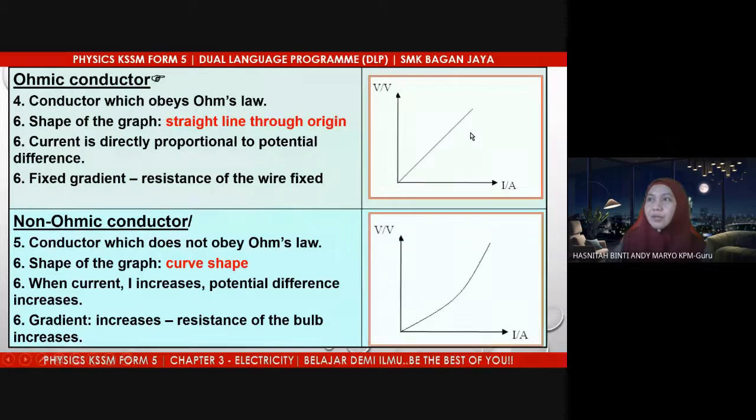So I hope you can differentiate these two graphs for ohmic and non-ohmic conductors from the shape, from the relationship between the current and potential difference, and the value of the gradient which represents the value of the resistance. I repeat, for the ohmic conductor, the resistance is uniform, or fixed. Meanwhile, for the non-ohmic, the resistance increases. All right, can we move to the next part?